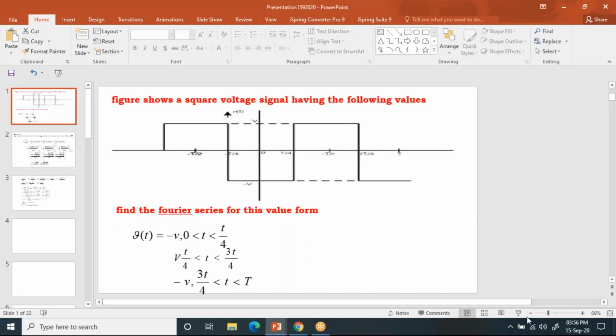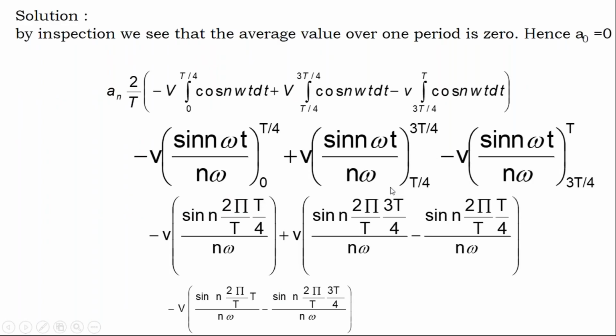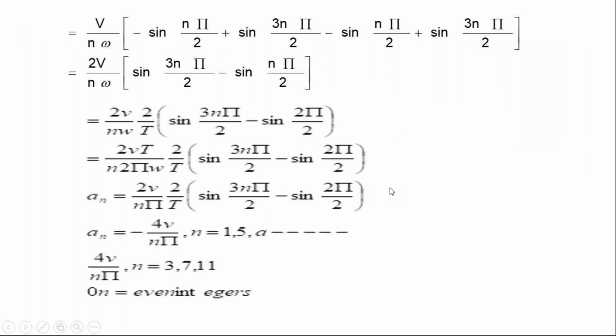Now we calculated An using all this. If you solve all this and apply the limits, then finally you are going to get An equal to minus 4V by n pi. Observe it: An equal to minus 4V by n pi.